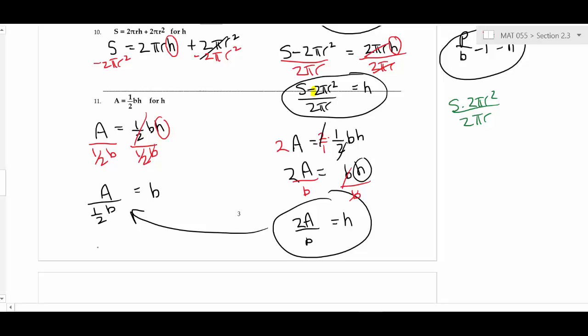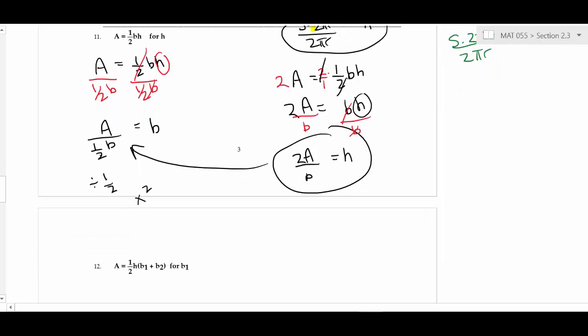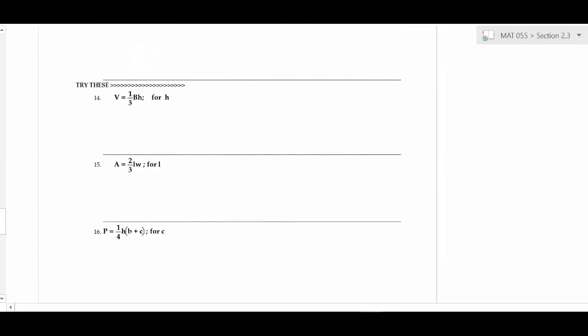Well, if you divide by a half, what are you really doing? You're multiplying by 2. So see, dividing by half is the same as multiplying by 2. Same answer, that's just better. Okay, now let's see.